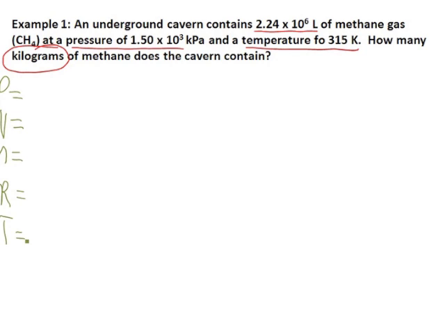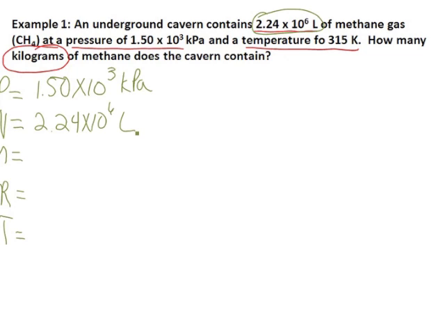All right, so our P, our pressure, is 1.50 times 10 to the third kPa, okay? Our V, our volume, right here, is 2.24 times 10 to the 6th liters. Our N would be our amount of gas. Kilograms is an amount, okay? We don't know what our N is. They're asking us what our N is.